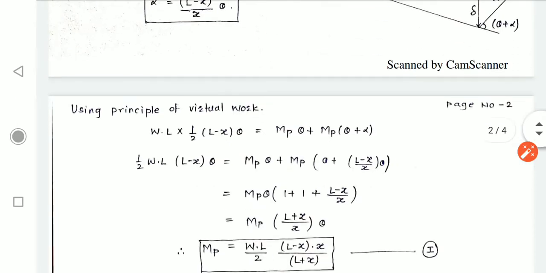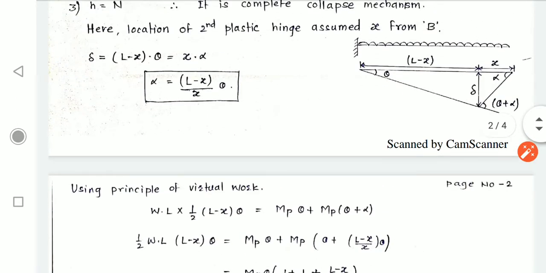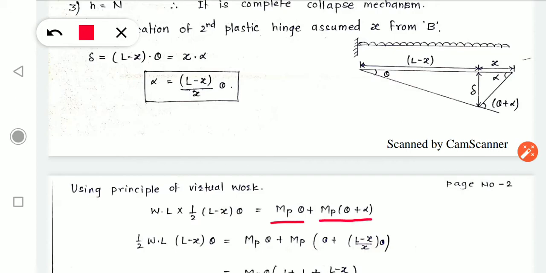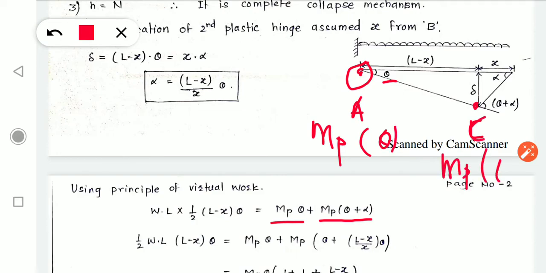Okay, now I am writing over here the next term as MP theta plus MP theta plus alpha. Why am I doing it? See, first plastic hinge is developed at A support, second will be somewhere in the span. So at A and C, let's suppose at A, MP into what is the angle? Theta. At C, what will be the angle? MP into theta plus alpha. That's what I wrote over here.